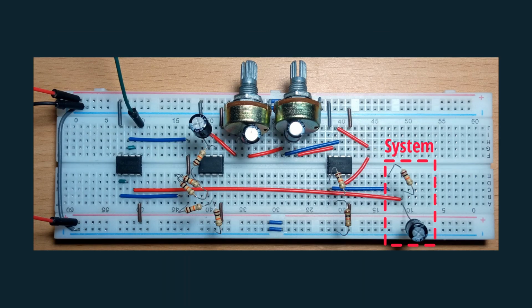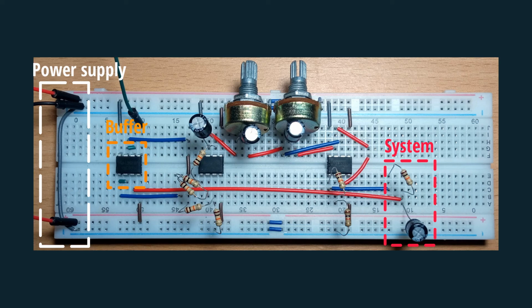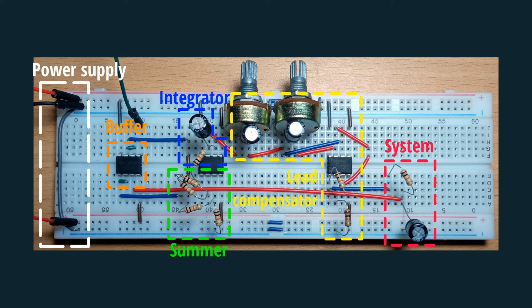For that, I use three LM358 chips powered by a dual power supply of plus and minus 15 volts. The first chip is used as a buffer. The second performs the summing and the integration, while the last one implements the lead compensator.